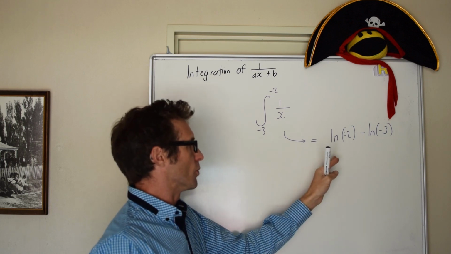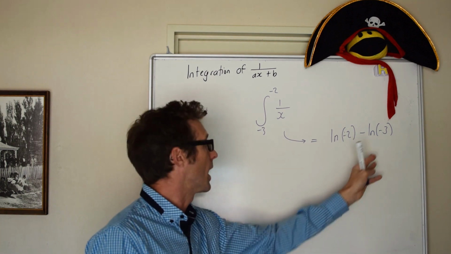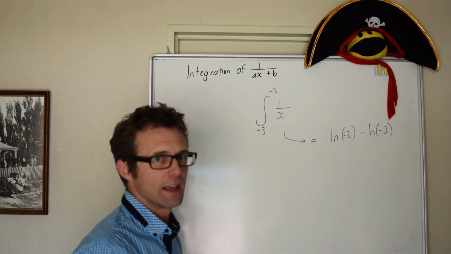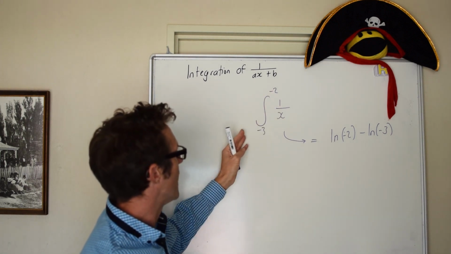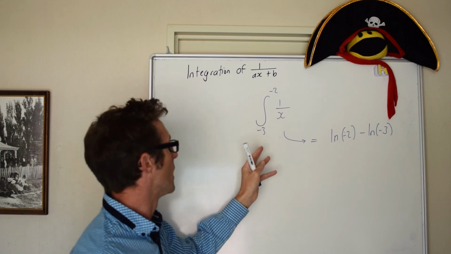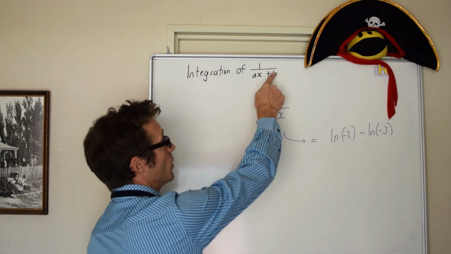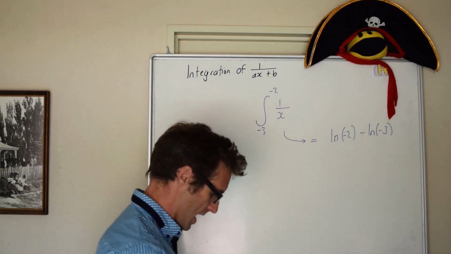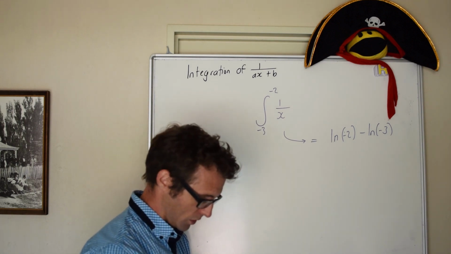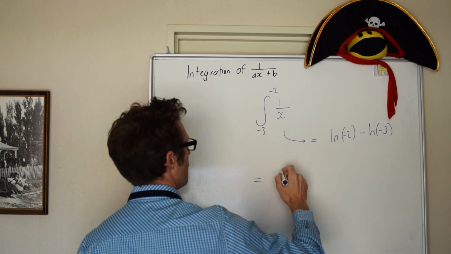Going back to the integral of 1 over x between minus 2 and minus 3, we want to remember and keep in mind that there is no such thing as ln minus 2 or ln minus 3. ln is undefined for this area. So what we tend to do when we are writing a definite integral for something like 1 over x or 1 over ax plus b, is use the modulus sign to indicate this.